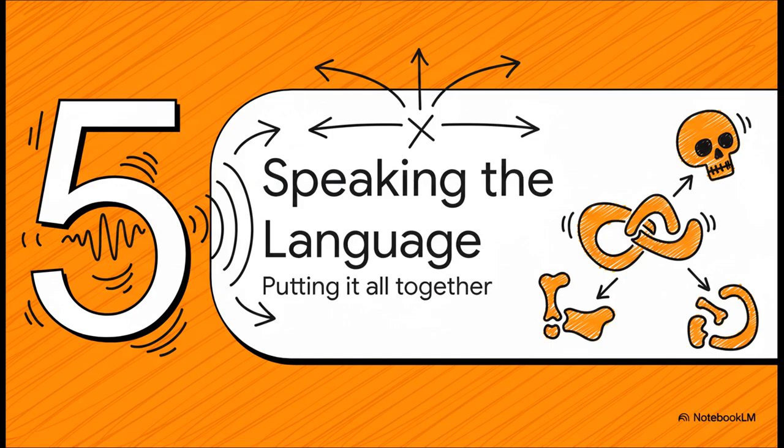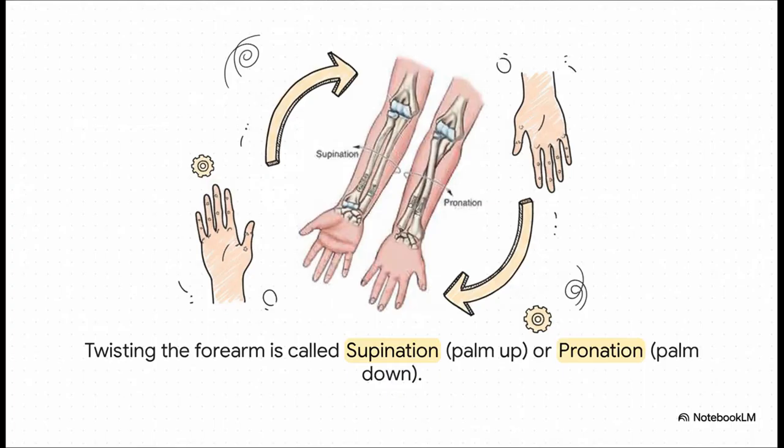Let's see just how powerful this language can be once you start to really speak it fluently. Okay, let's take a super simple movement, like twisting your forearm. In everyday language, we'd probably say, turn your palm up. But in anatomy, that move is precisely described as supination. And turning your palm down, that's called pronation. See how much more specific and clear that is? There's no room for error.